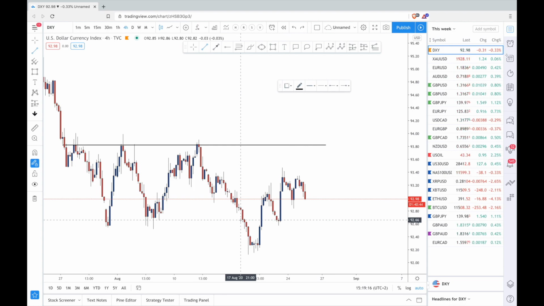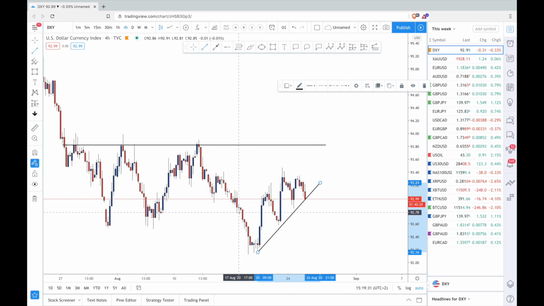Therefore I will never look to buy DXY or the other dollar pairs. So yes, of course, EUR/USD, Aussie dollar, GBP/USD, I'm always trying to buy and never to short it due to the weakness of the DXY. Okay, now, what else can we see here in DXY?